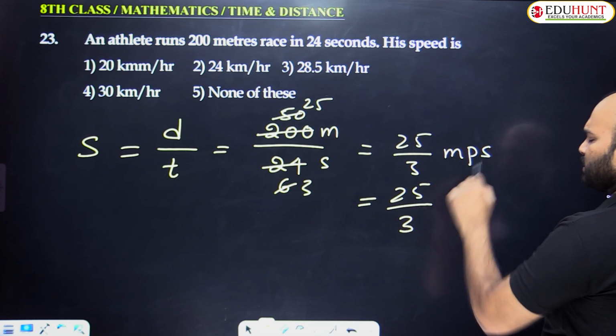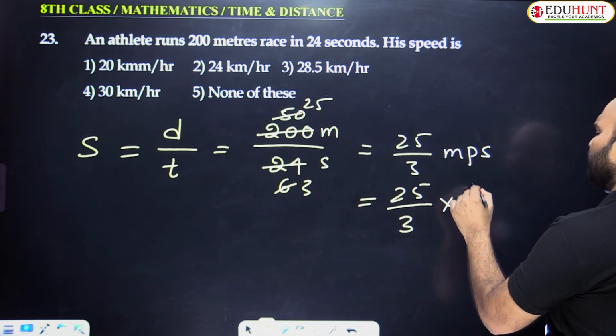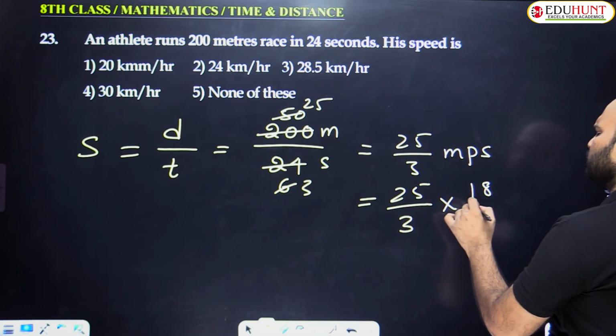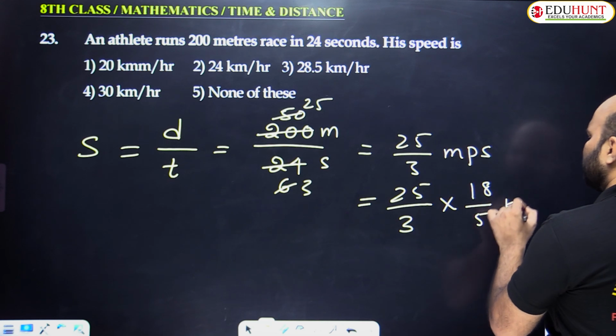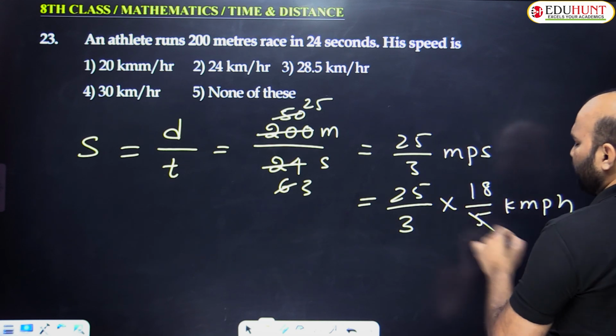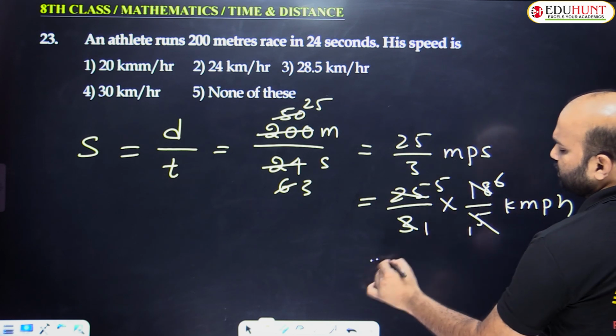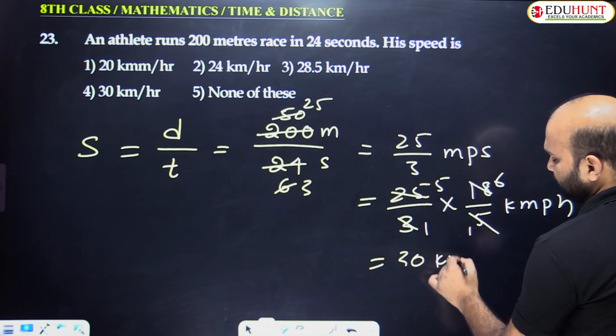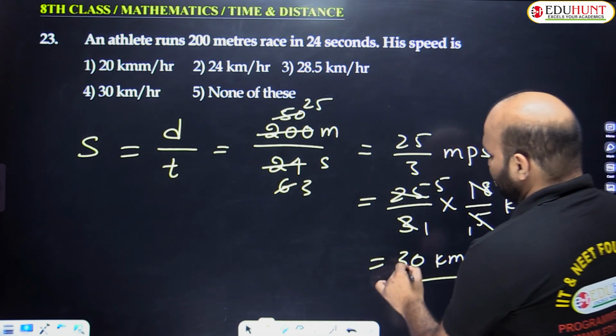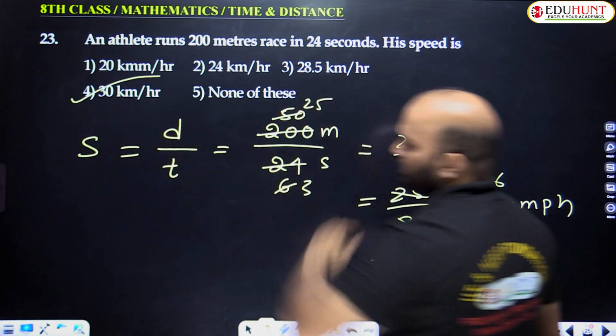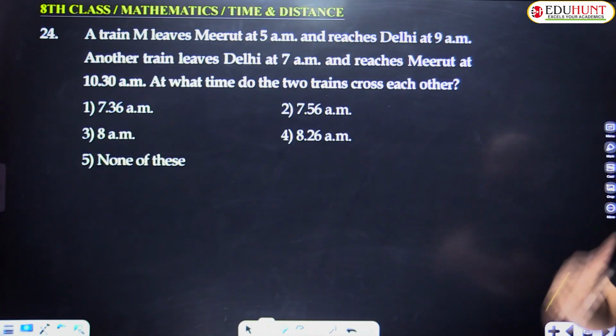25 by 3 meter per second, convert into kilometer per hour. How do we convert? Multiply by 18 by 5 to get kilometer per hour. So 5 ones are 5, 5 fives are 25, 3 ones, 3 sixes are 18, 5 into 6, 30 kilometer per hour. That is the required answer, 30. Option 4 is the right answer. Am I clear? Let's go to question number 24.